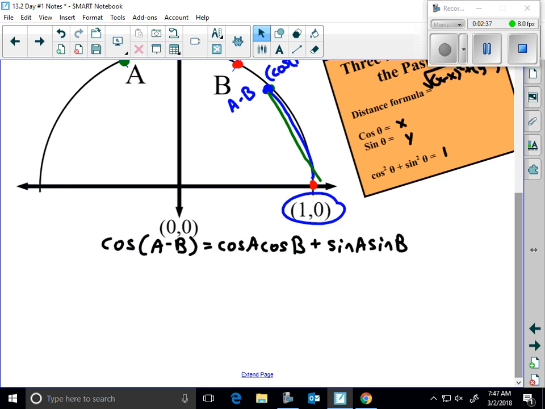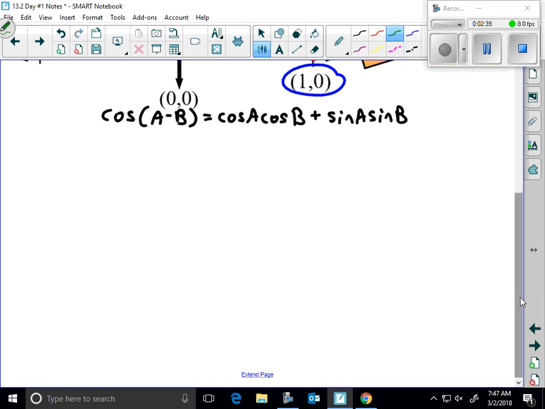Let's do that in green. So that distance would be the square root of x minus x. So our first x was cosine of A minus B. Our second x was 1. Square it. Our y's were sine of A minus B and 0, right? So I'm not going to put the 0 in there. I'm just going to square that.